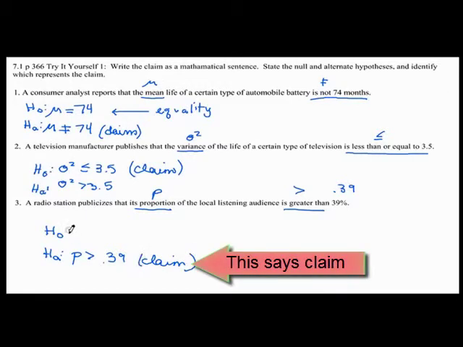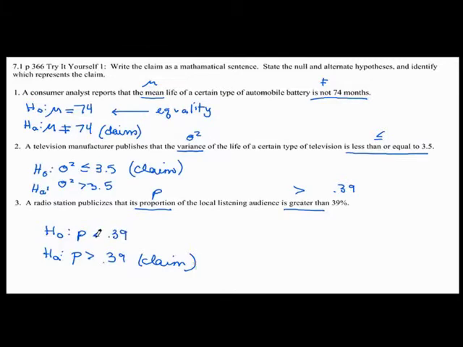And so that leaves the null hypothesis to be P 0.39, but in between here it's going to be the opposite of greater than, which is the less than or equal to.